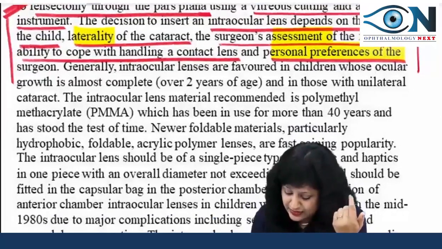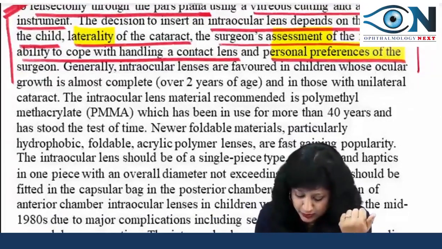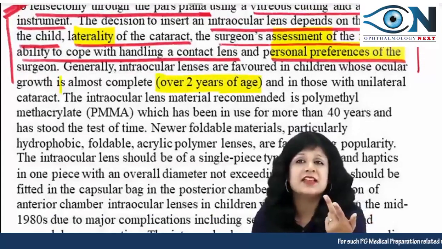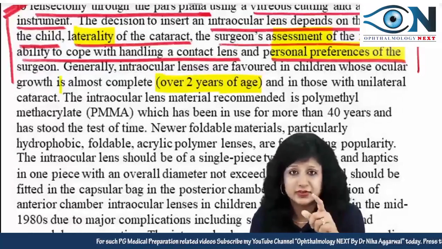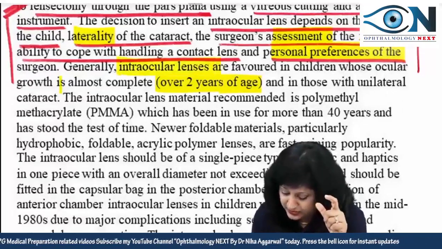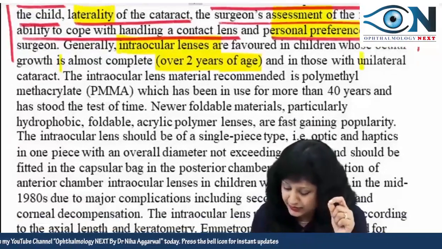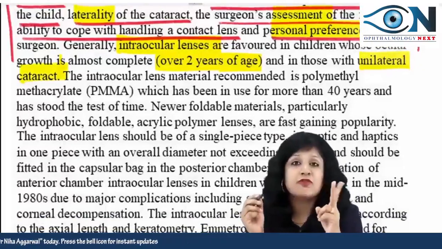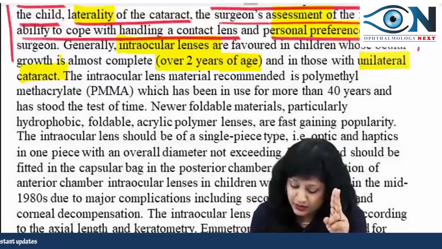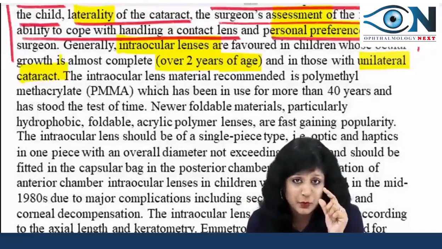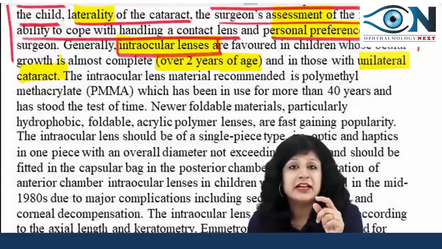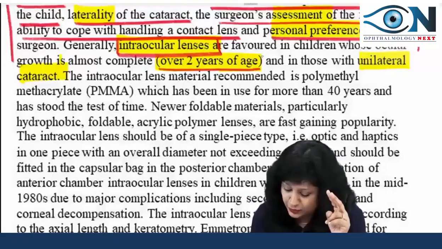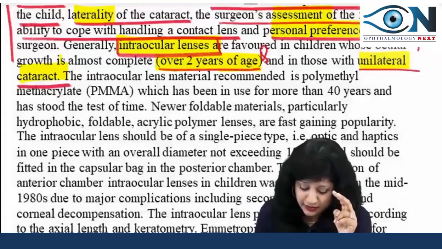Generally, intraocular lenses are favored in those whose ocular growth is almost complete. So that's why I say that usually we do not prefer it before the age of 2 years. That is a standard one, intraocular lenses, and in those with unilateral cataract. So two kinds of people, if I look at it in the form of a question, are being given these intraocular lenses: one who is more than 2 years of age, and one who has a unilateral cataract.